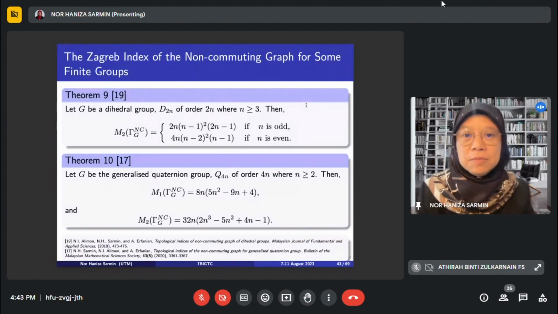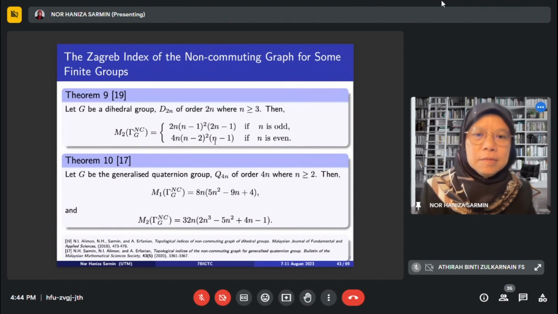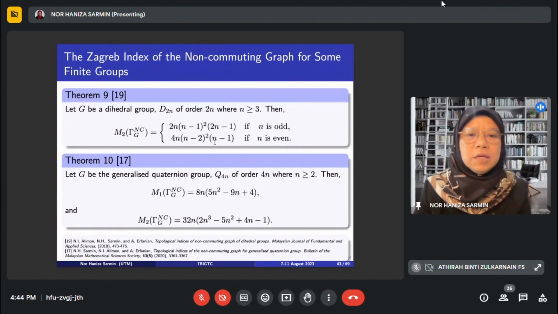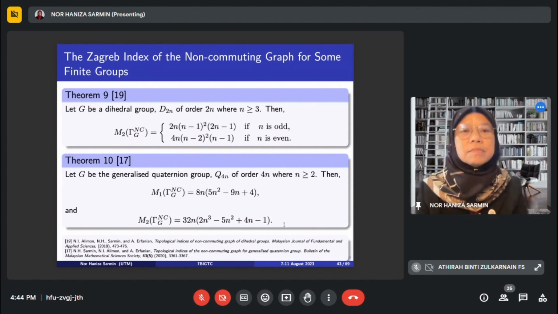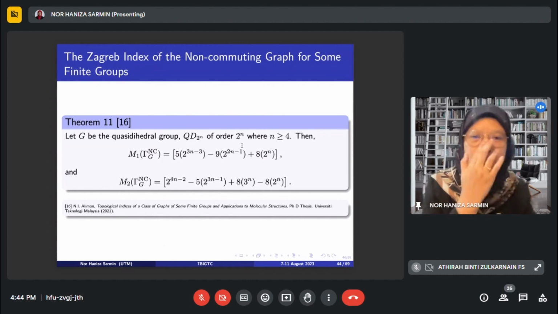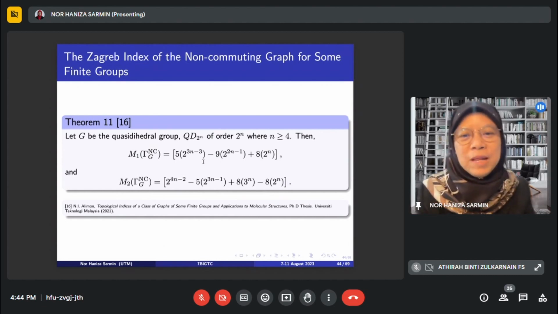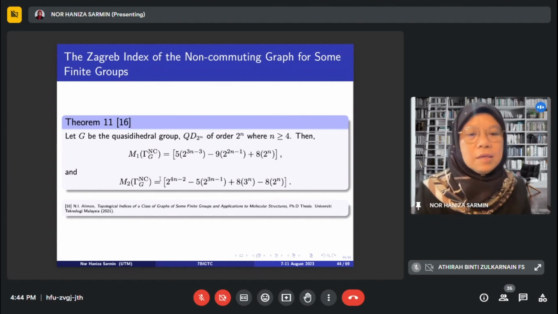And for the second Zagreb index, for the same graph, for the dihedral group, we found it to be these polynomials. Next one is for the generalized quaternion group, also for the first Zagreb index and the second Zagreb index. And that result has been published in 2018 and 2020. For the quasi-dihedral group, because of the order of the groups and the graph, it's not just a polynomial like before. It's a little bit complicated, with a power of 2, but they all depend on n for the first Zagreb index and the second Zagreb index.